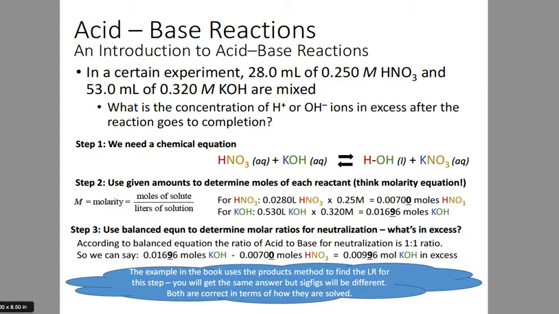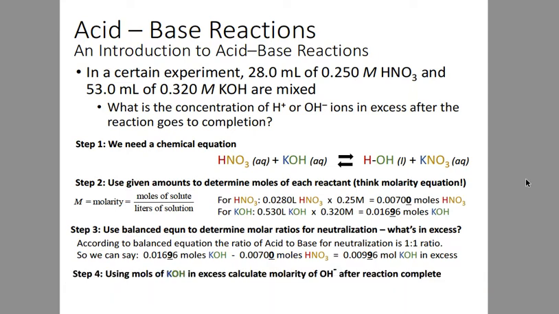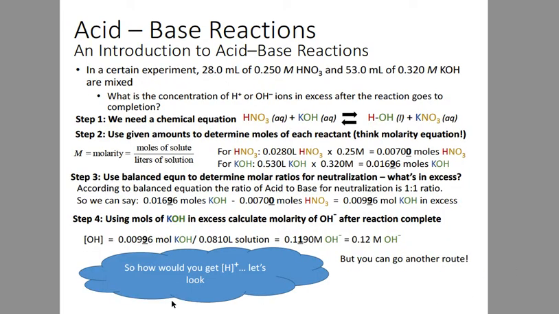So if you haven't realized, this is a direct question right out of your textbook that we're going through in detail. Next, now that we know the moles in excess, we can calculate the molarity of the OH ion after the reaction is complete. If I know I have this many moles of KOH, and it's after the reaction is complete, we've combined our two volumes. So for our new molarity, the total volume of solution has to be the 28 milliliters plus the 53. So we end up with a molarity for our OH minus concentration.